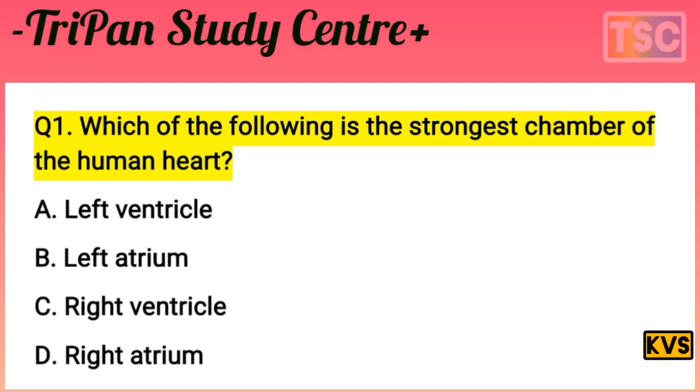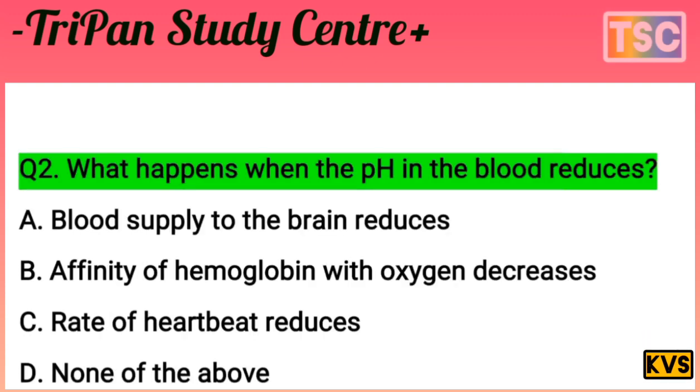Let's see the next question on your screen. What happens when the pH of human blood reduces? A, blood supply to the brain reduces. B, affinity of hemoglobin for oxygen decreases. C, rate of heartbeat reduces. And D, none of the above. This question is very important.